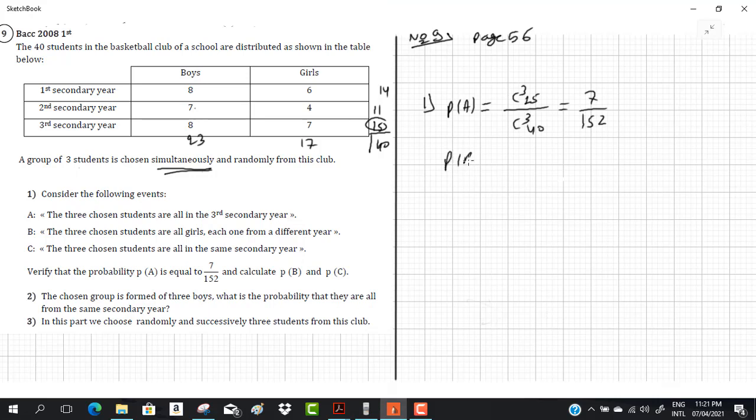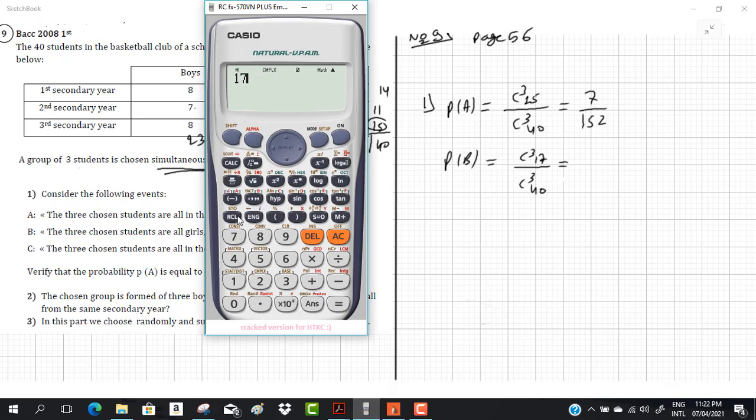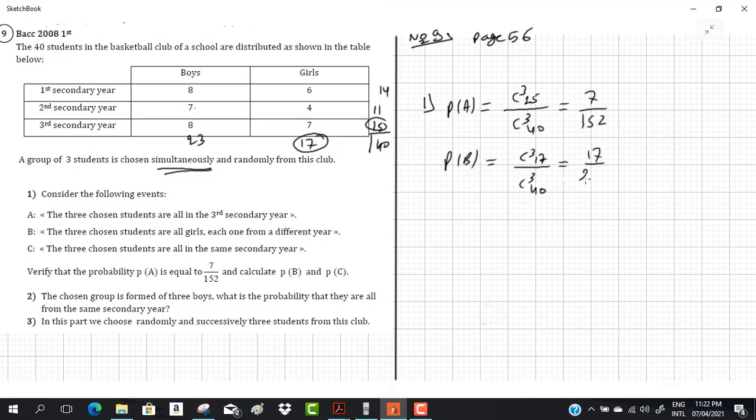Probability of B. The 3 chosen students are all girls. I have to choose from the girls, from 17. C3 out of 17 over C3 out of 40. 17 C3 divided by 40 C3, and the answer is 17 out of 247.